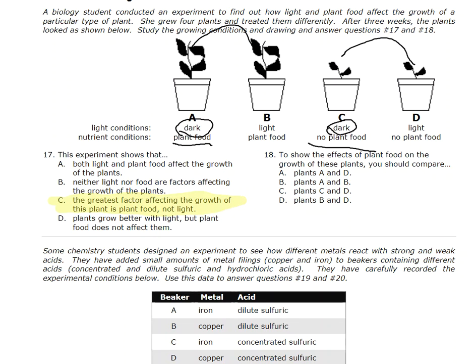Number 18. Show the effects of plant food on the growth of these plants. We should compare, and again, we're gonna want to look at the plant food versus no plant food. And, you know, we could either look at A compared to C or B compared to D. So what are our options here?